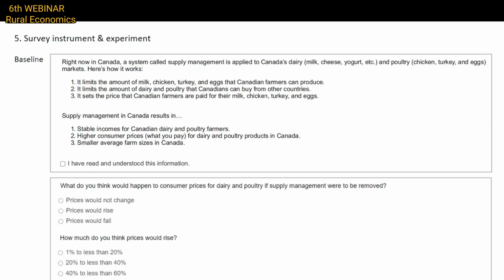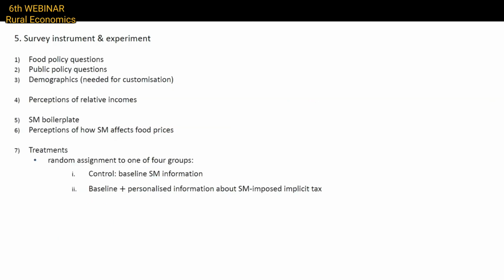And then we ask them this: what do you think would happen to prices? Would they go up, down, or otherwise? By how much? And I'll come back to this. We do some investigation on this. The second group, so our first treatment arm, gets that baseline, so everybody gets the baseline, plus they get a personalized, customized estimate of how much a household like theirs would spend on these products in a year.